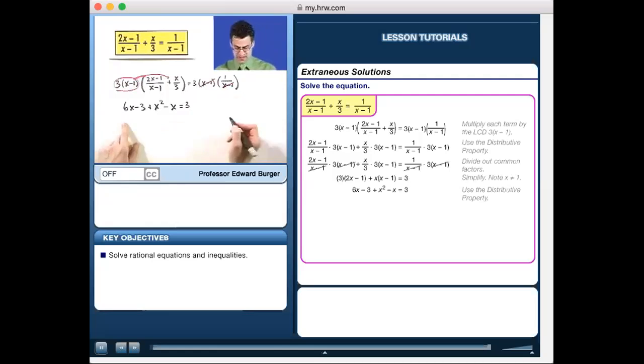And so when I clean this up, let's see what I see. I see the x squared. I like to write that first. Then I see 6x minus x, that's plus 5x. And then I have a minus 3 equals 3. But really, I see quadratic. I want the quadratic to equal 0.